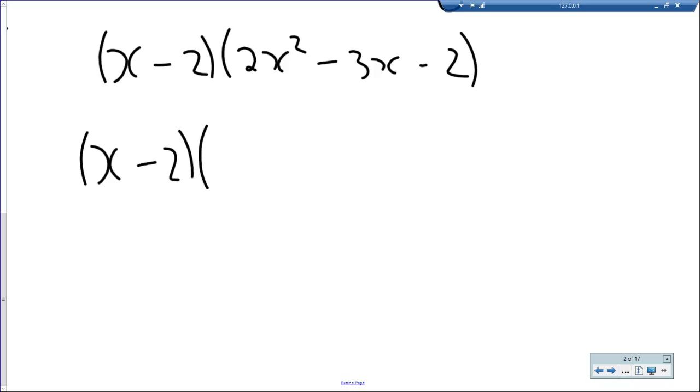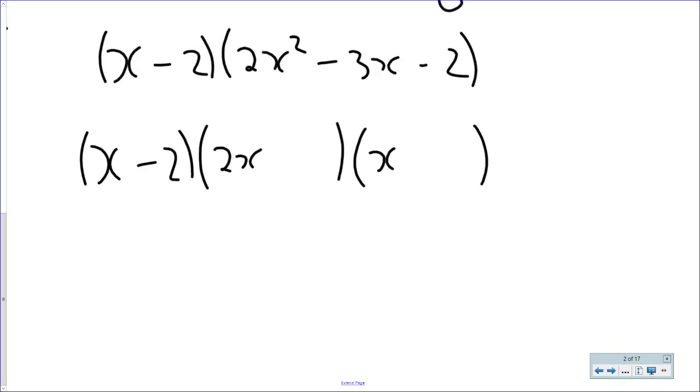Let me just go do some factorisation here. So you know in one bracket you want a 2x and the other bracket you want an x, okay, because the 2x times the x makes 2x squared. To make the minus 2, well, you want a positive and a negative number. So your options are plus 2 and minus 1, or minus 2 and plus 1. But bear in mind we've got to make the minus 3x. So it's going to be minus 2 and plus 1.